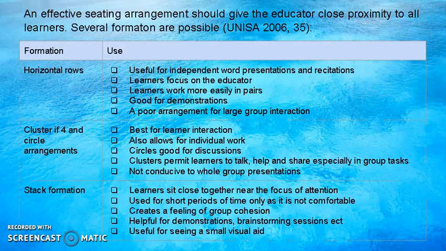So I've provided a few examples of what seating arrangements can be used for and how they make a difference in the classroom. For example, horizontal rows, which is something that is more traditional, is very useful for independent work. Things like focusing on the educator, so it's quite teacher-centered as opposed to learner-centered. Then you have the cluster of 4 or 6, whatever the case is, that's good for group work and individual work.